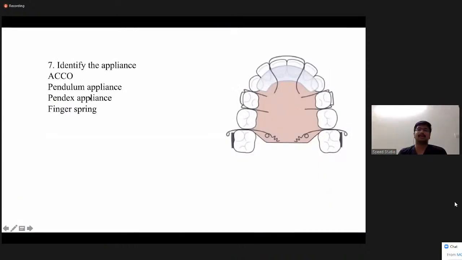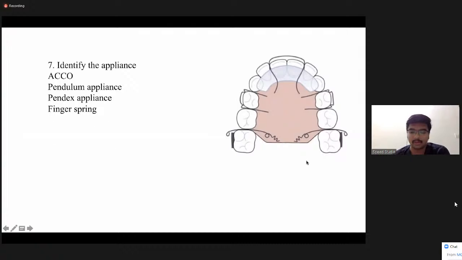Identify the following appliance: echo, pendulum appliance, pendex appliance, and a finger spring. So here the type of confusion that you will be having on seeing this appliance will be a finger spring appliance bilaterally placed mesial to that of the maxillary molars. So you will be tending to choose a finger spring for the molar appliance, but it is not.